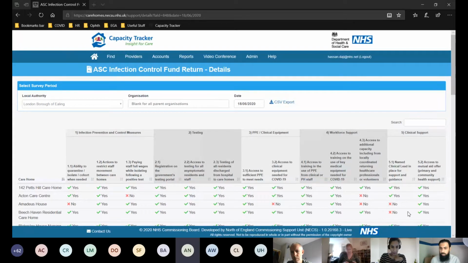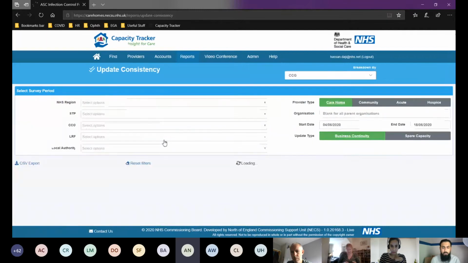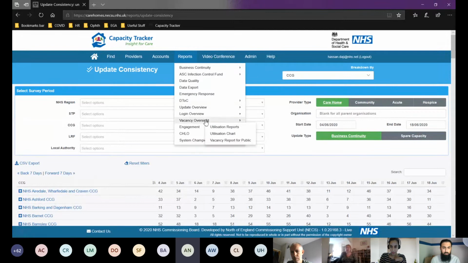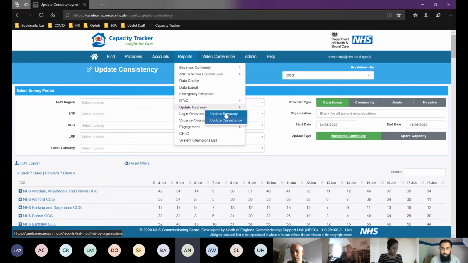Yeah, sorry, I've just run the update consistency report, and then I look at the vacancy update, and there's two different numbers. So if you look at the consistency report, it says 24 care homes have updated as of today, but when I looked at the update summary report, 29 care homes have updated. So do you know why there could possibly be a discrepancy?